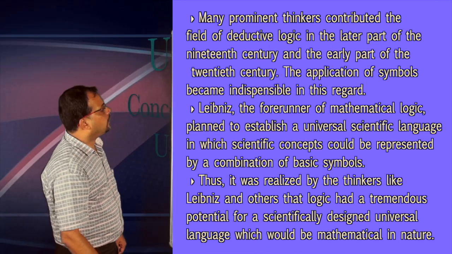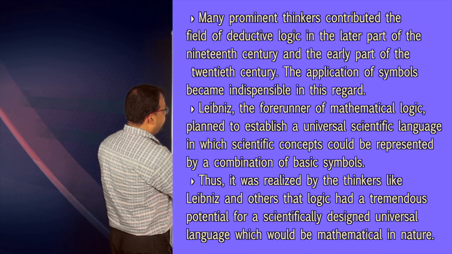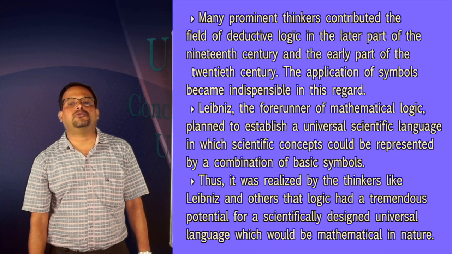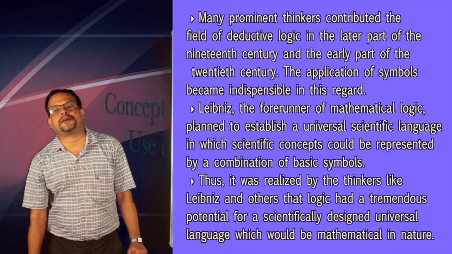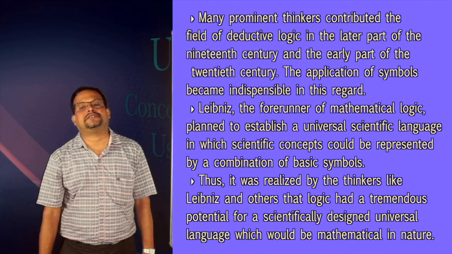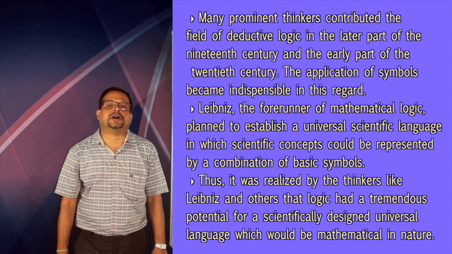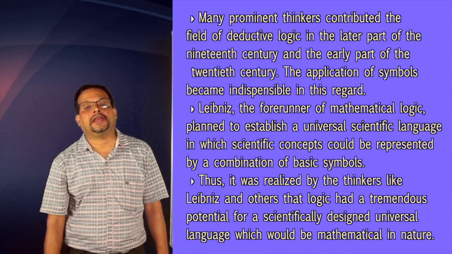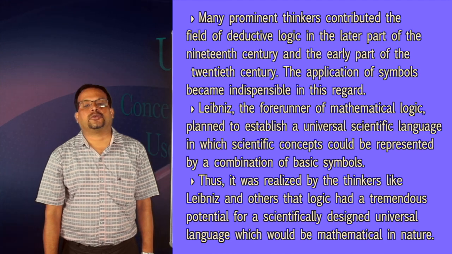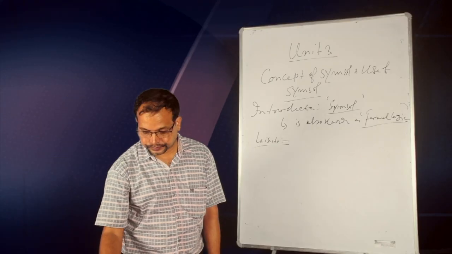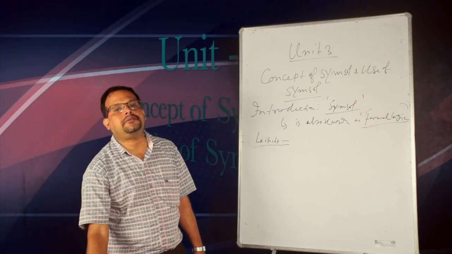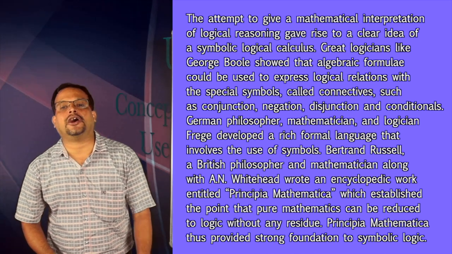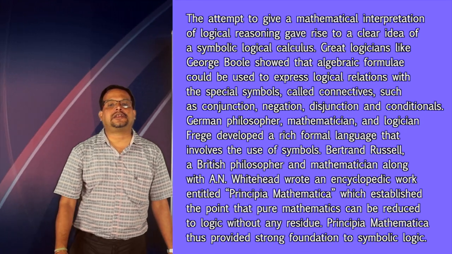Leibniz, the forerunner of mathematical logic, planned to establish a universal scientific language in which scientific concepts could be represented by a combination of basic symbols. Thus, it was realized by thinkers like Leibniz and others that logic had a tremendous potential for a scientifically designed universal language which would be mathematical in nature. Dear learners, the attempt to give a mathematical interpretation of logical reasoning gave rise to a clear idea of a symbolic logical calculus.